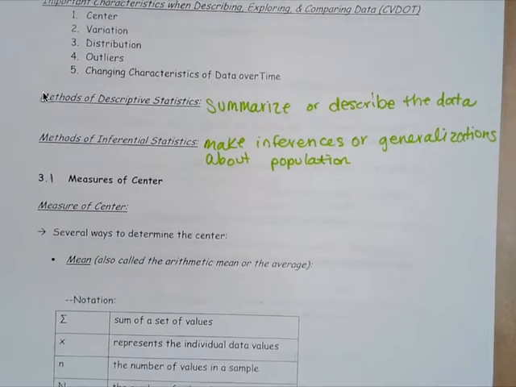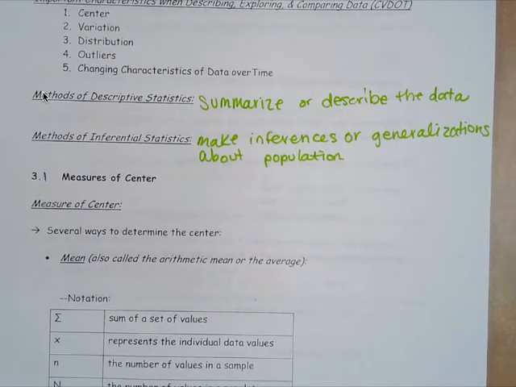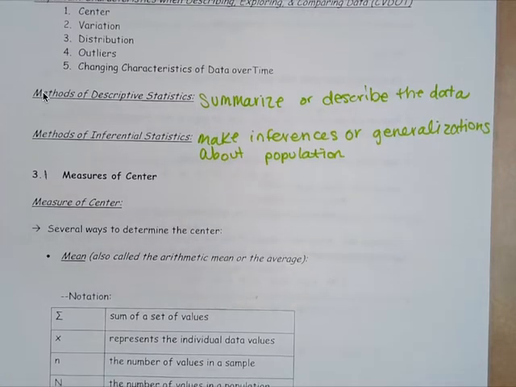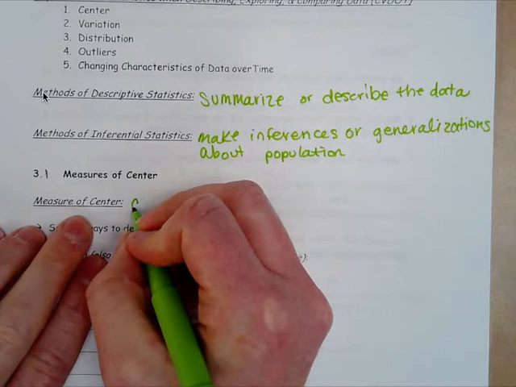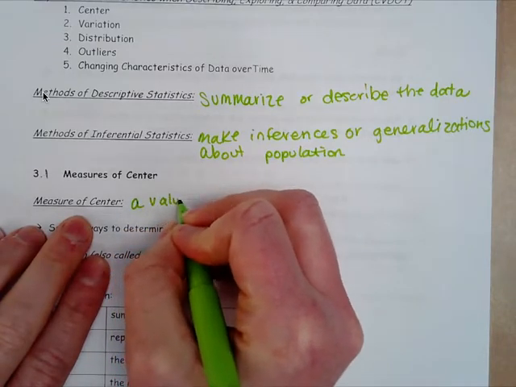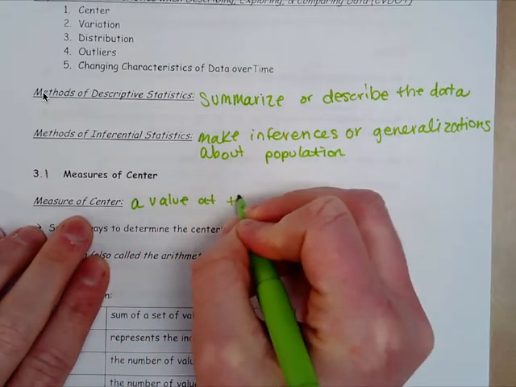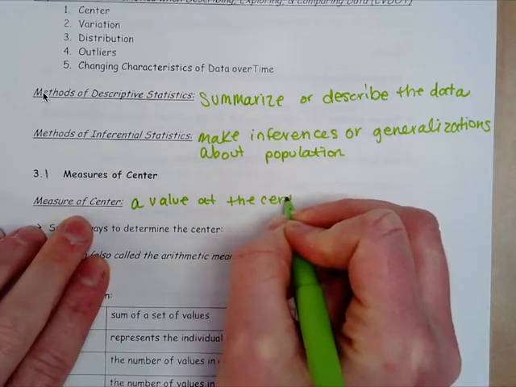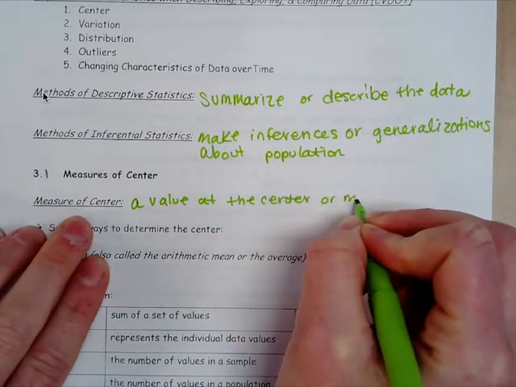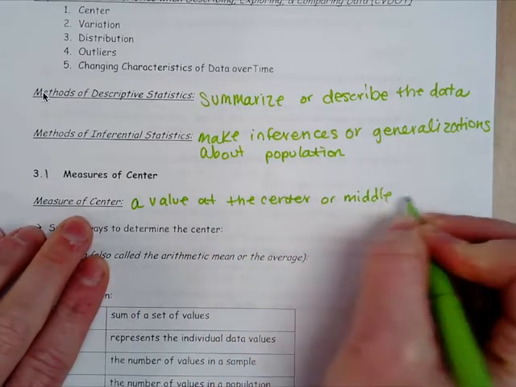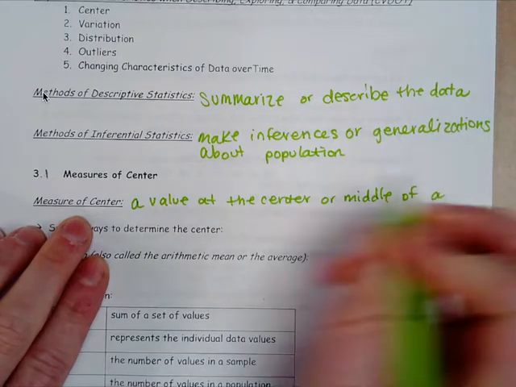So 3.1 is all about the measures of center. We've learned about this before, not in this class, but you've learned about it in elementary, junior high, and high school. So measures of center. The center is a value at the center or middle of a data set.